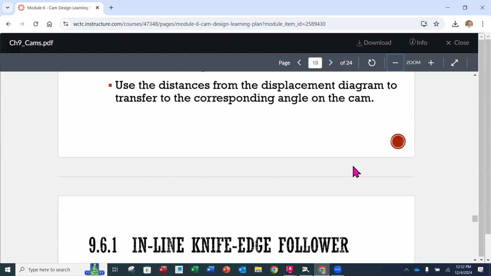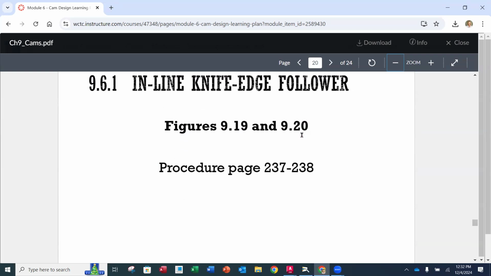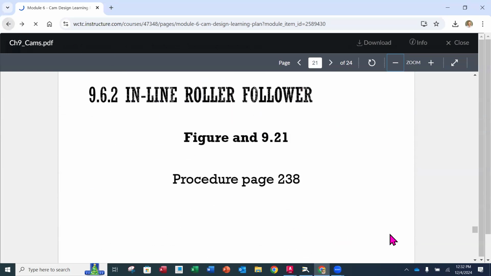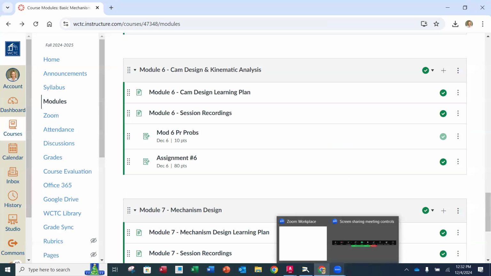So if we go underneath, yeah, I didn't do these. Okay, that's all right. I'm taking a little bit different approach.